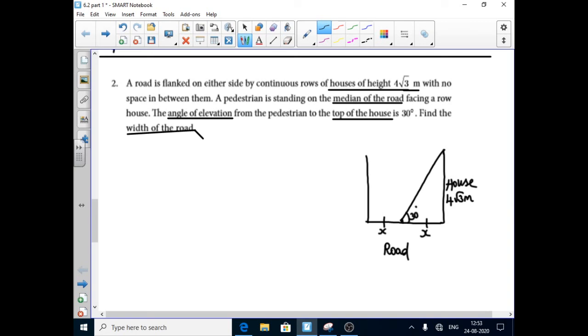So this is the top of the house. I have to complete the diagram. Starting from here I write the names A, B, C. So ABC, pedestrian, BC is the height of the house. Next D, E. This side also you are having a house only. So this is the thing we have to find. You have to find the width of the road. That is DB you have to find. So I complete this one. So solution.